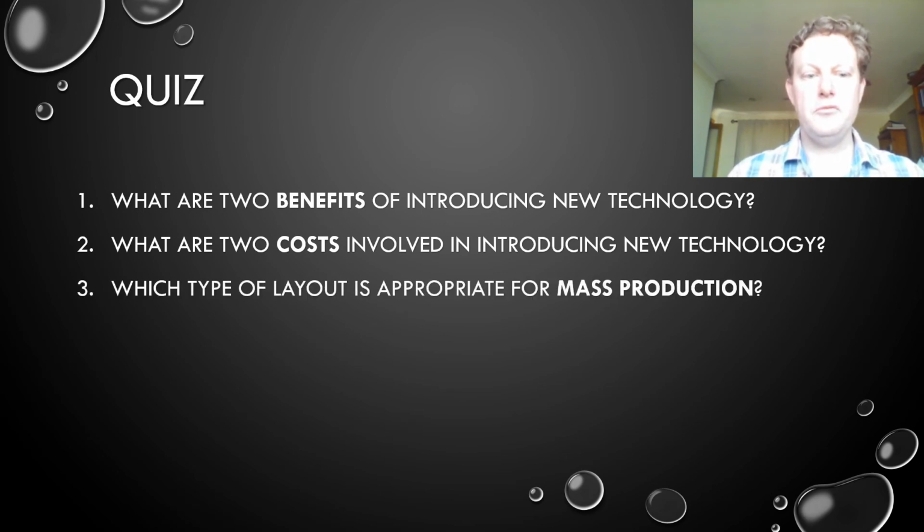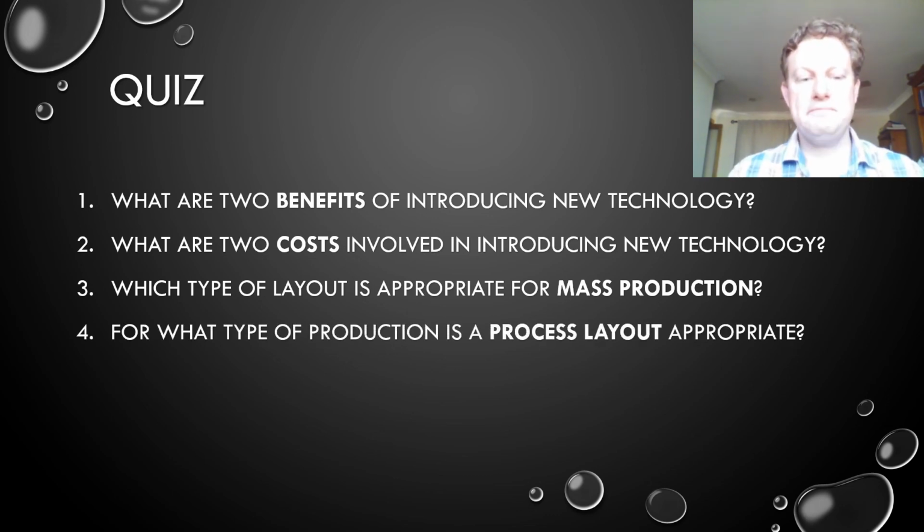3, which one of those types of layout is appropriate for mass production? That is, production which involves low variety, high volume. And finally, for what type of production is a process layout appropriate? Here's a hint, it's not the same as the one which is appropriate for mass production.